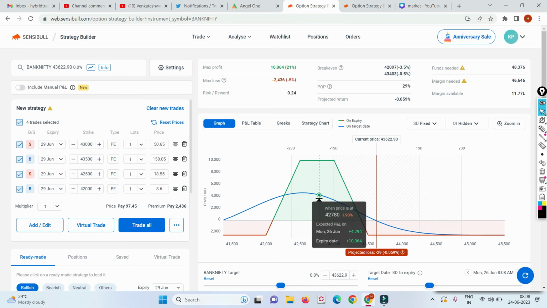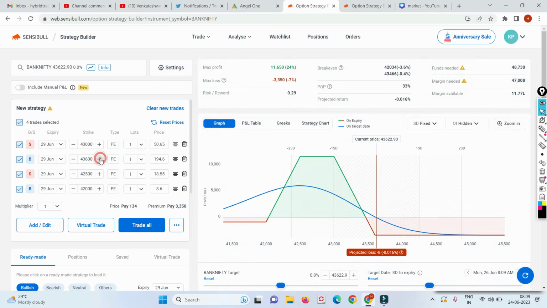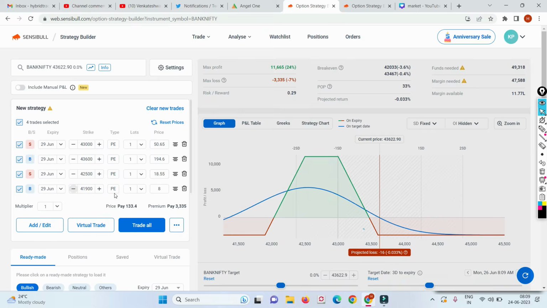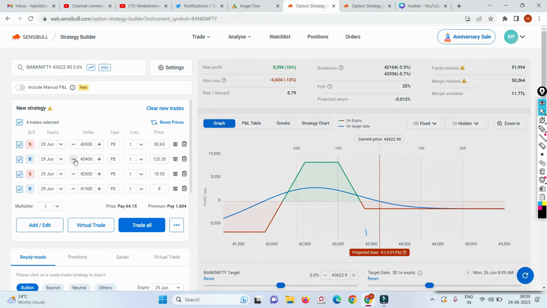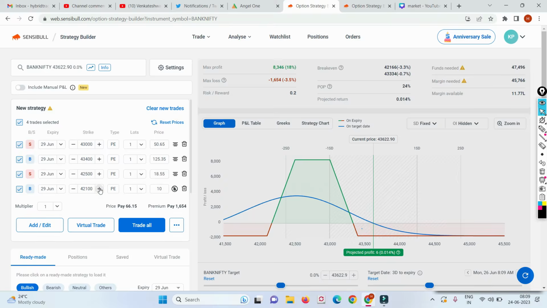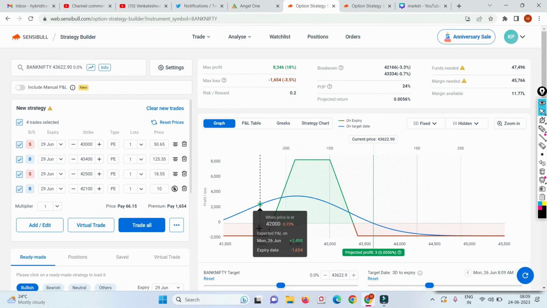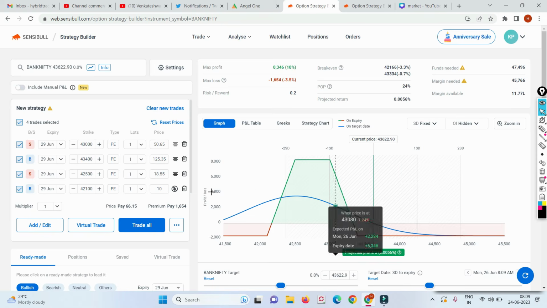There are n number of things you can do, guys. I'll show you one thing. If I go 100 points here, 100 points here, slowly your loss will increase, your profit will also increase. Just in case, let me show you, if I go 100 points down, see, your loss has reduced from 2,600.